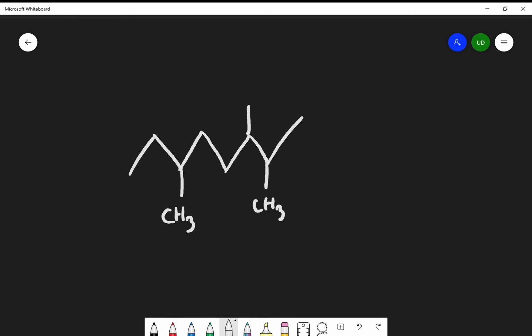Just to clarify, these are methyls. Okay, so find the longest carbon chain. It's pretty obvious where it is. We're starting from the right to the left. So it'd be 1, 2, because this is the lowest sum of substituents possible. So it'd be 1, 2, 3, 4, 5, 6, 7, 8. That makes the longest carbon chain.